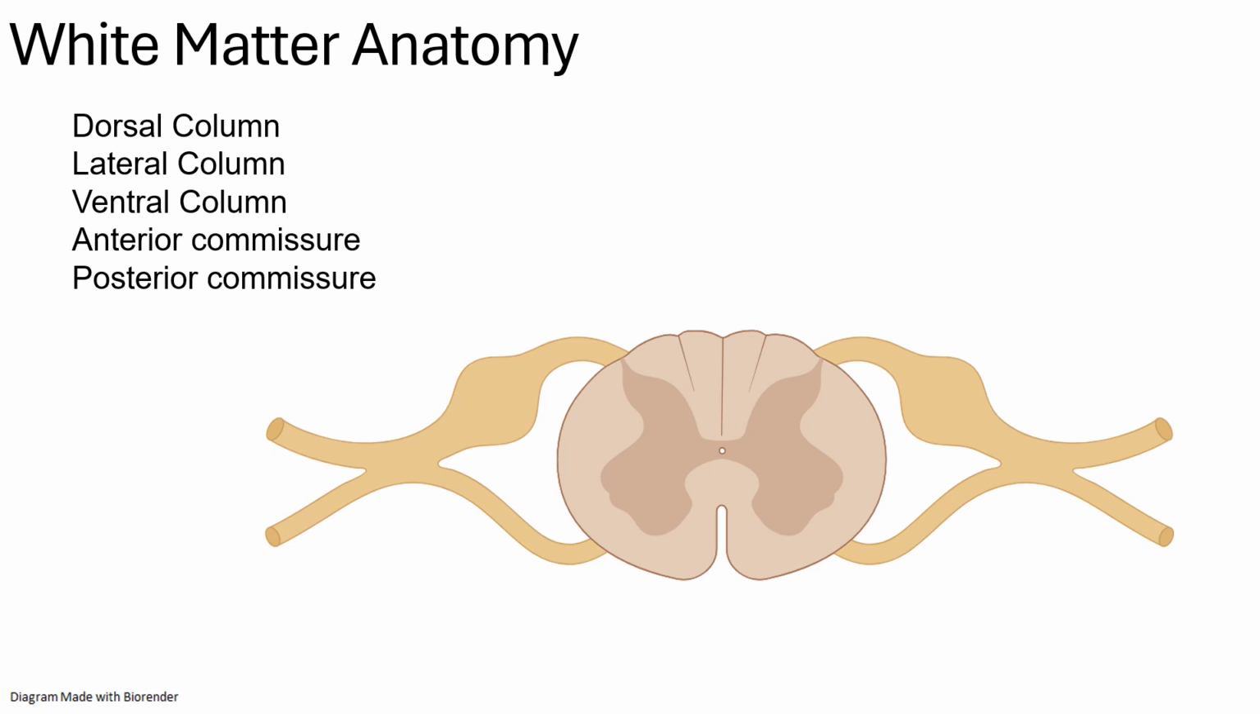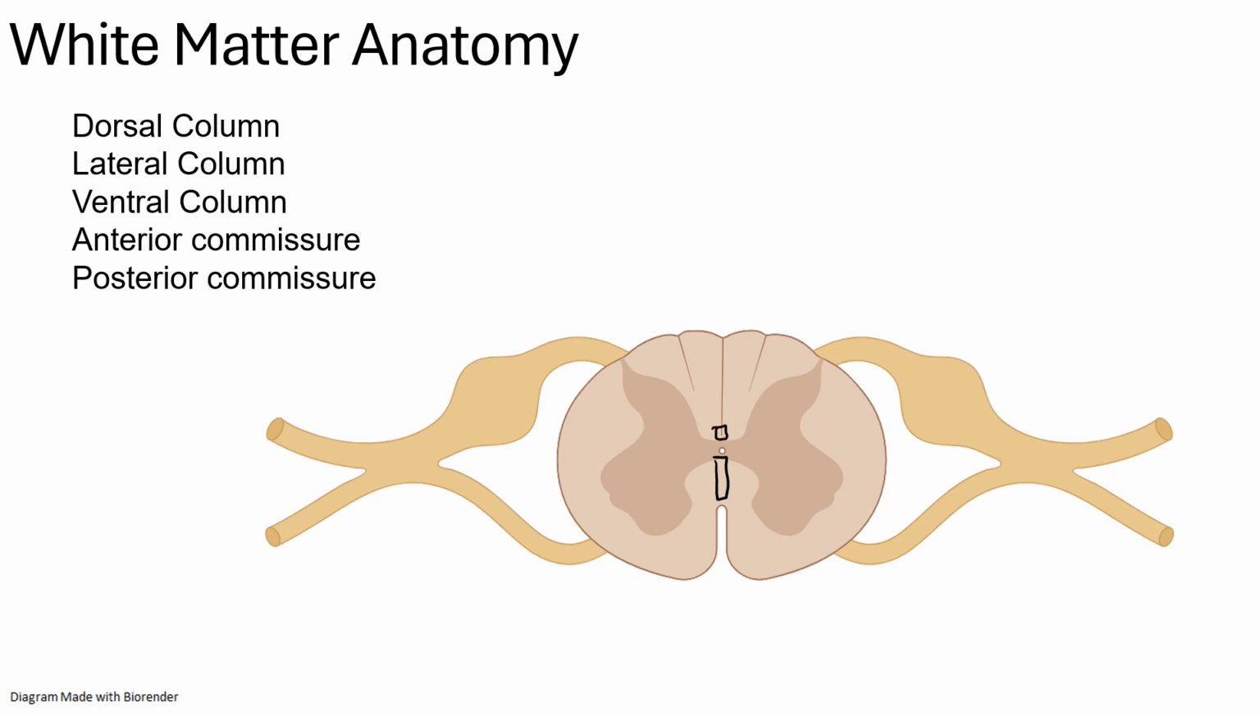Of course, let's start with just some anatomical naming. There are two white matter structures called commissures, and we previously looked at these commissures where myelinated axons cross over from left to right or right to left. The anterior commissure is between the central canal and the anterior median fissure, and this right here would be that anterior commissure. The posterior commissure is between the central canal and the posterior median fissure.